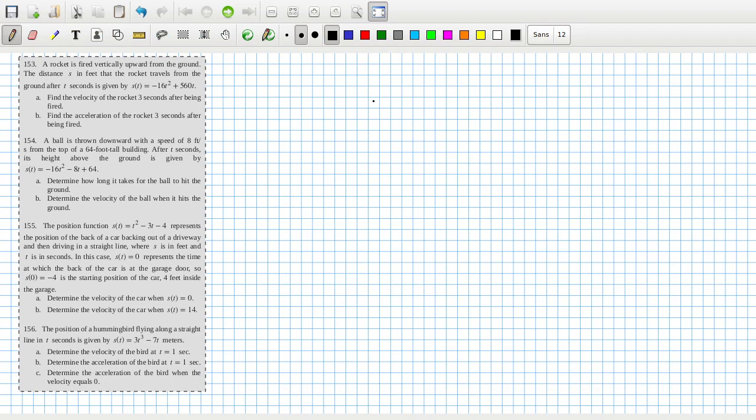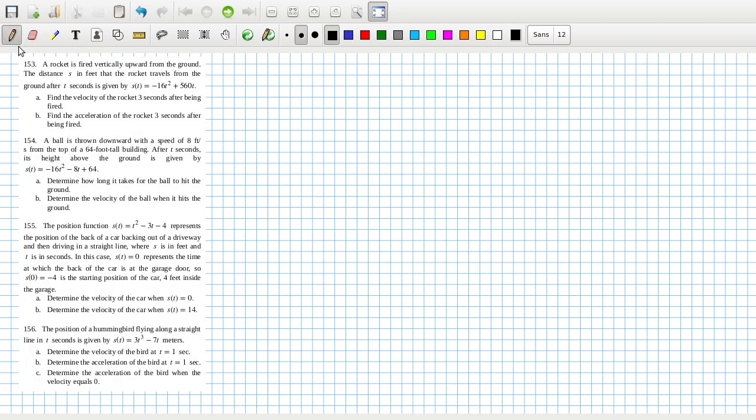A rocket is fired vertically upwards from the ground. The distance in feet that the rocket travels from the ground after t seconds is given by that. Find the velocity of the rocket 3 seconds after being fired.